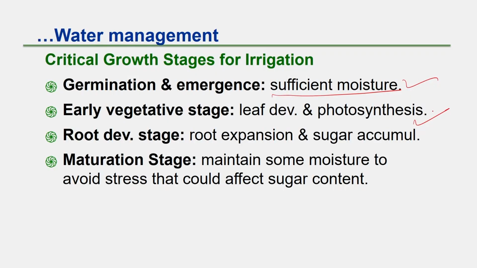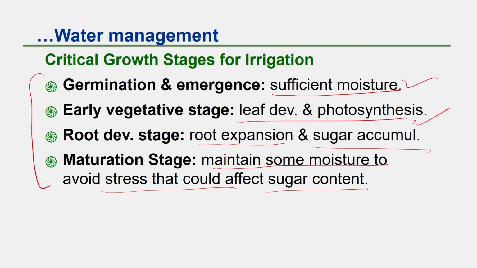The second stage is the early vegetative stage, where you get leaf development and photosynthesis. Root development stage is also critical, where you get root expansion and sugar accumulation in the beets or beet root. Maturation stage, here you maintain some moisture to avoid stress that could affect sugar content. So, these are the important critical growth stages for irrigation in sugar beet.